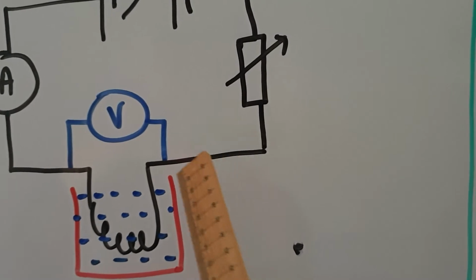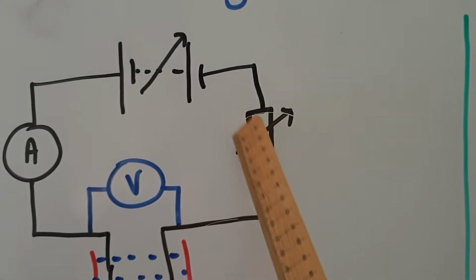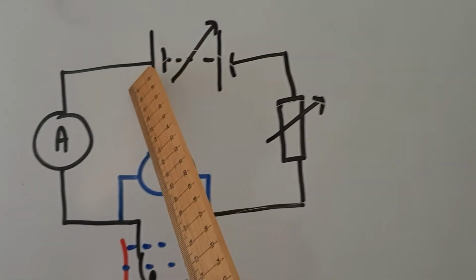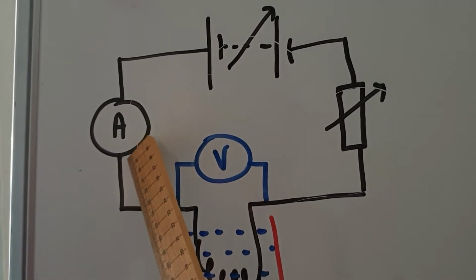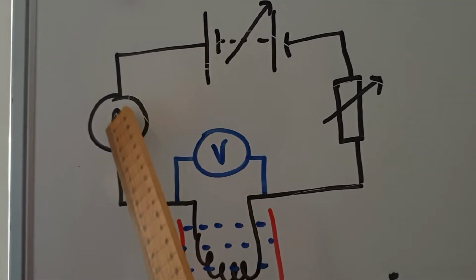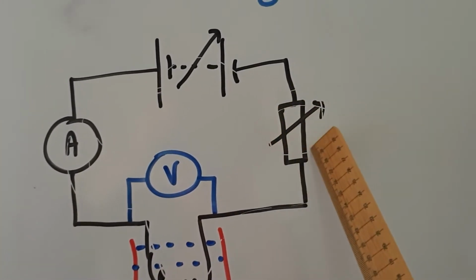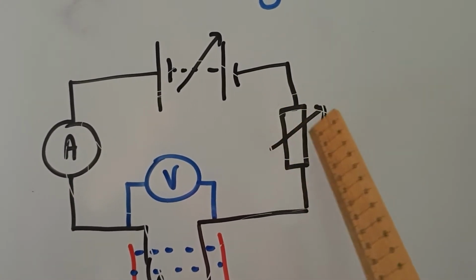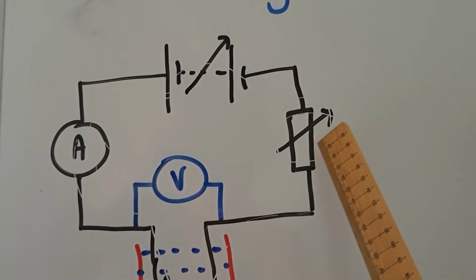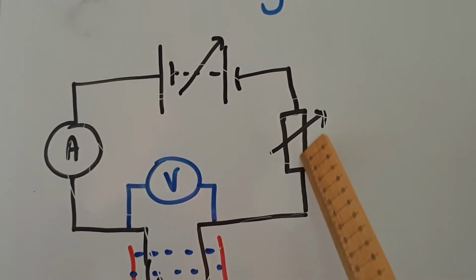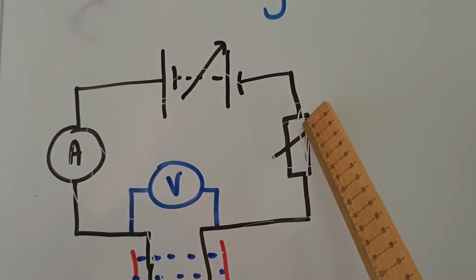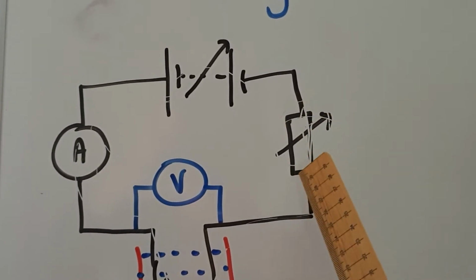And then we have this, so you have your power pack. It's connected to an ammeter. It's a series circuit actually. The ammeter measures the current through the circuit, and this is a variable resistor or a rheostat. And the reason why we have the variable resistor here is when you move the slider up and down, you can change the size of the current.